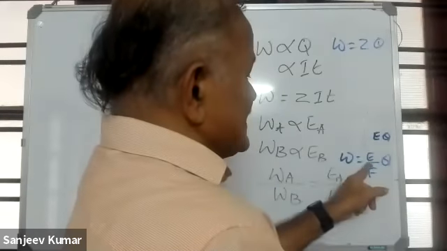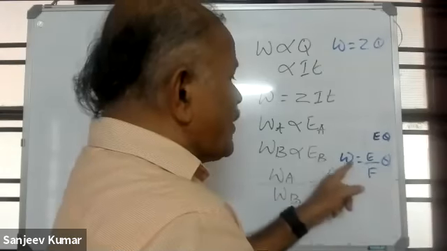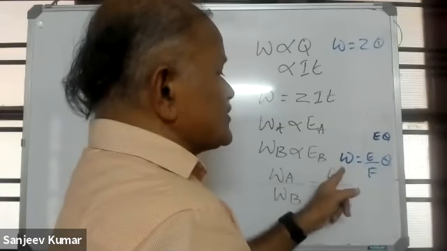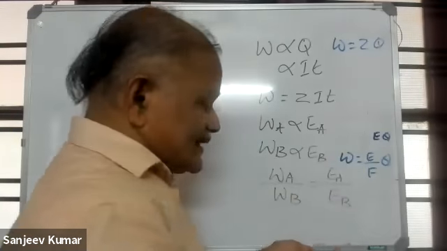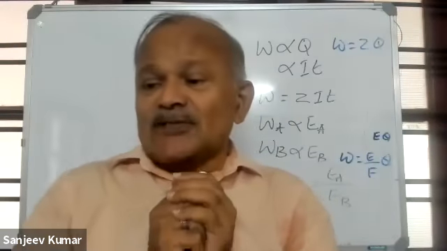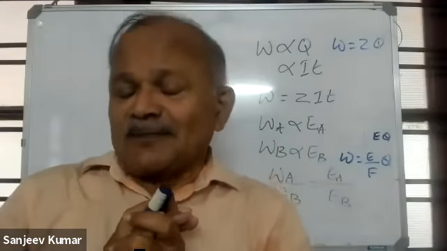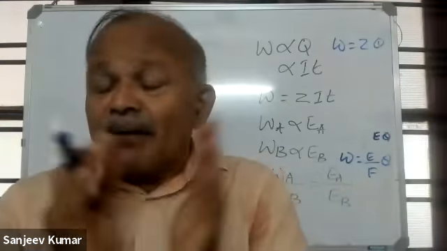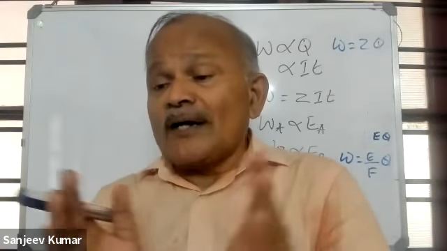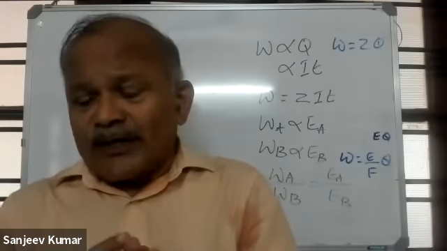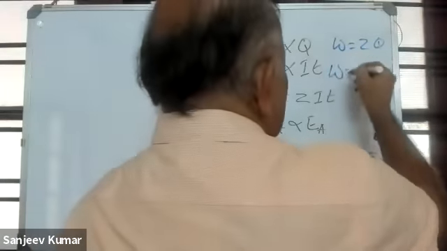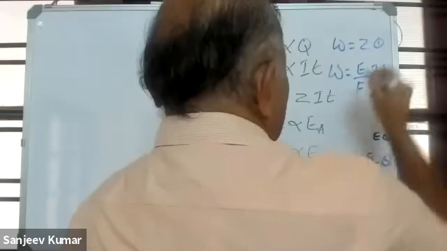And the Faraday constant is the quantity of electricity required to deposit or liberate one equivalent of a substance, because if Q is F, then E by F into F is equal to W. That is, the Faraday constant is the quantity of electricity required to deposit one equivalent of a substance. And that is, the equivalent weight of a substance is the amount of substance deposited or liberated by passing 1 Faraday of electricity. And 1 Faraday of electricity is the charge carried by 1 mole of electrons, Avogadro number of electrons, and it is approximately equal to 96,500 coulomb.